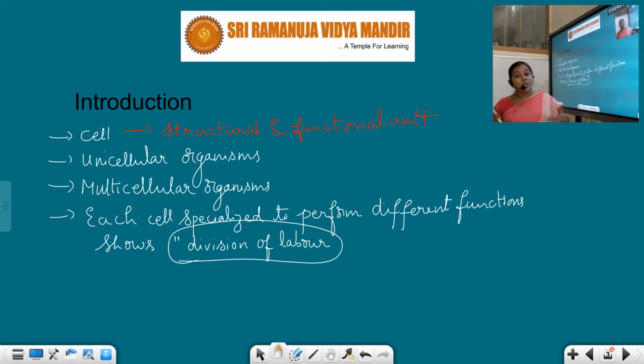In this way, we have many cells, but all these cells are not of the same structure and shape, so they won't perform the same function. The reason is that in multicellular organisms, cells are divided based on their structural and functional capability. That is about the organization in multicellular organisms.